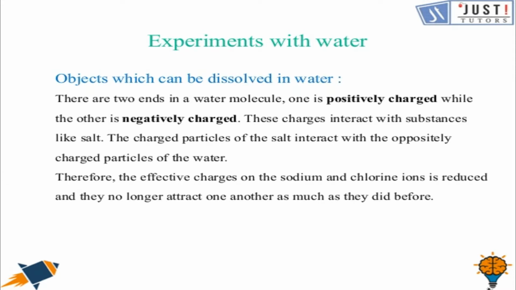Let's come here. Objects which can be dissolved in water. There are two ends in a water molecule. One is positively charged and the other is negatively charged. These charges interact with substances like salt. The charged particles of the salt interact with the oppositely charged particles of the water. Therefore, the effective charges on the sodium and chlorine ions are reduced and they no longer attract one another as much as they did before.